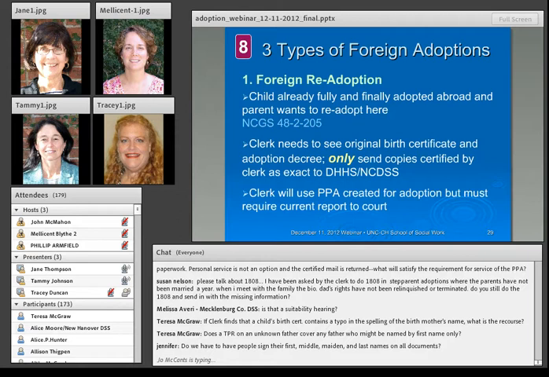I have had a couple of situations, and I'm talking just 2 or 3, where children were fully and finally adopted abroad without a pre-placement assessment taking place. And those were in some odd countries. The one that I remember the most was Mongolia.